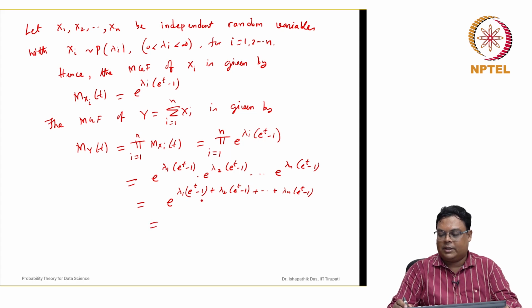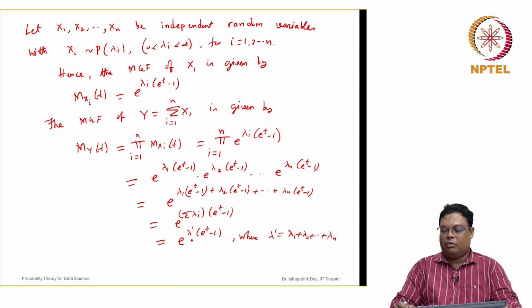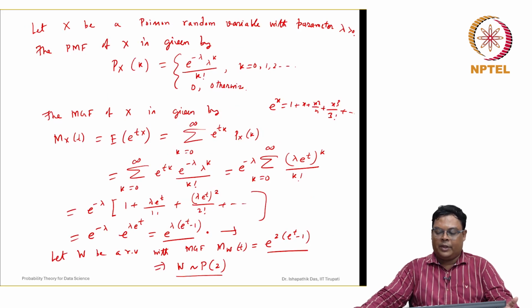Because it is multiplication, in the power it will be summation. So it will be the summation of lambda_i into (e to the power of t minus 1), with e to the power of t minus 1 common. So this is nothing but e to the power of lambda dash (e to the power of t minus 1), where lambda dash is nothing but lambda_1 plus lambda_2 plus lambda_n. So now you compare with the Poisson distribution. Now we don't know the distribution of Y, but it looks very similar to these things.